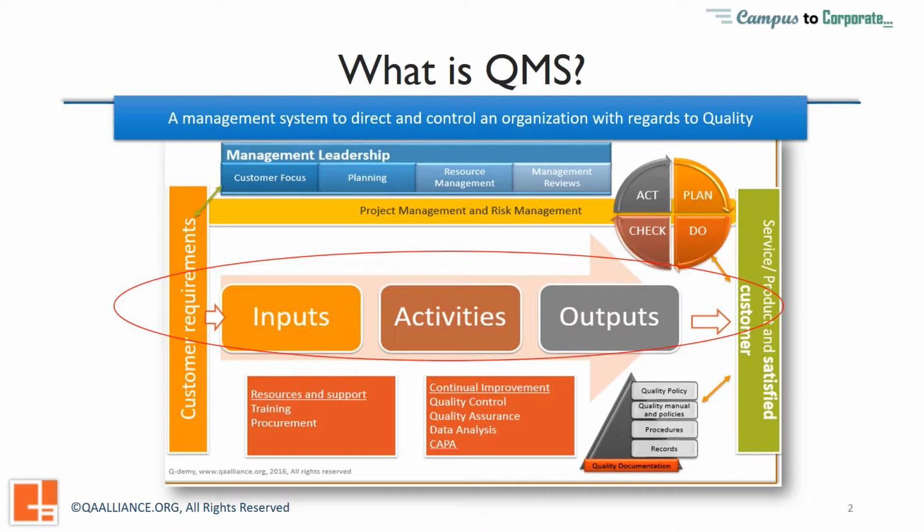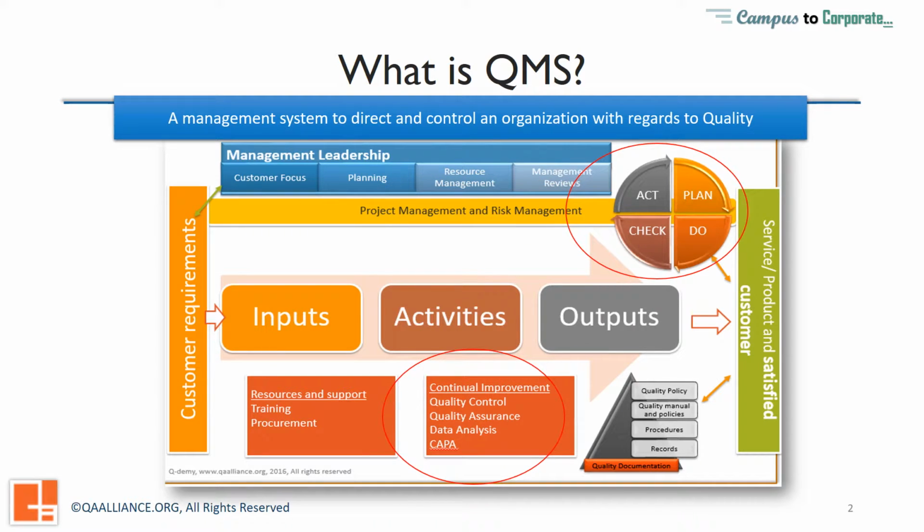In any organization, there is management leadership, which must make sure that customer always stays in focus. Planning, resourcing and regular reviews are done by the leadership. Management leadership also communicates the customer requirements for a product or service. Another important aspect of QMS is project and risk management. QMS is based on the philosophy of continual improvement. Continual improvement involves quality assurance, quality control, measurement and data analysis, as well as the corrective and preventive activities.